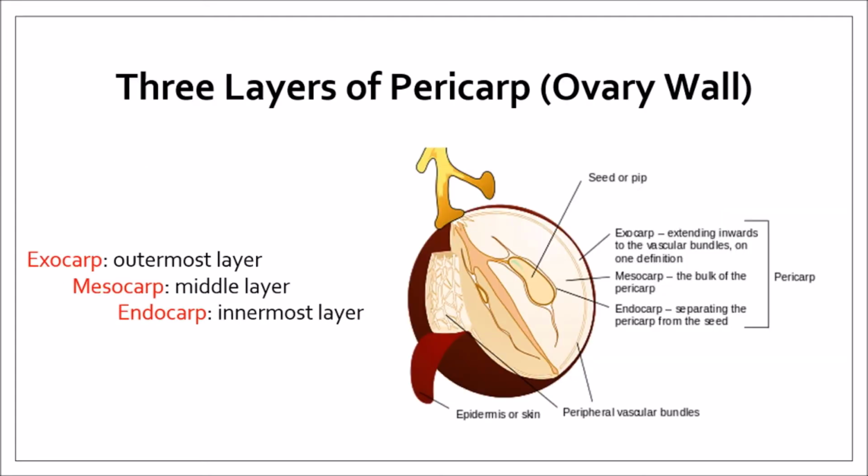Most mature fruits have three regions. The outermost layer is called the exocarp, while the innermost layer around the seed is what we call the endocarp. The mesocarp is the tissue between the exocarp and endocarp that is often fleshy. Collectively, the exocarp, mesocarp, and endocarp are called pericarp.